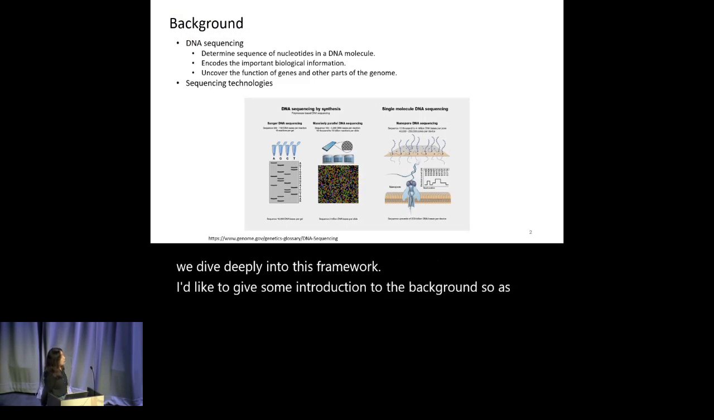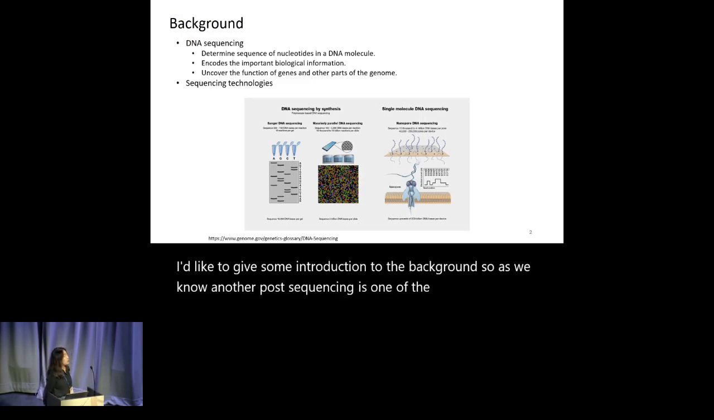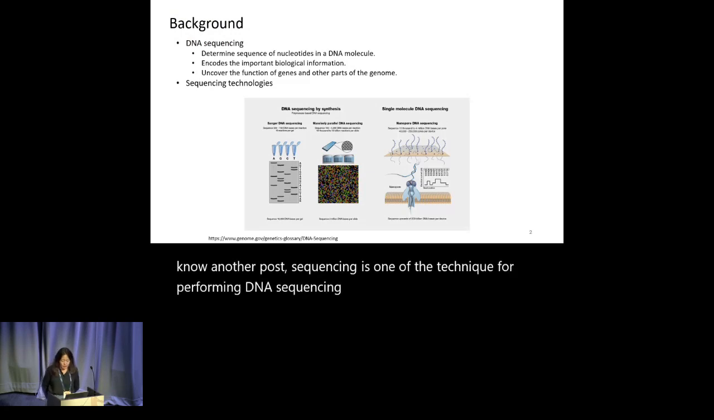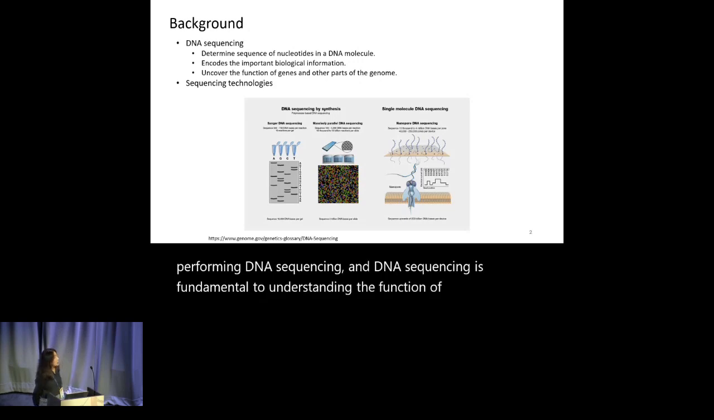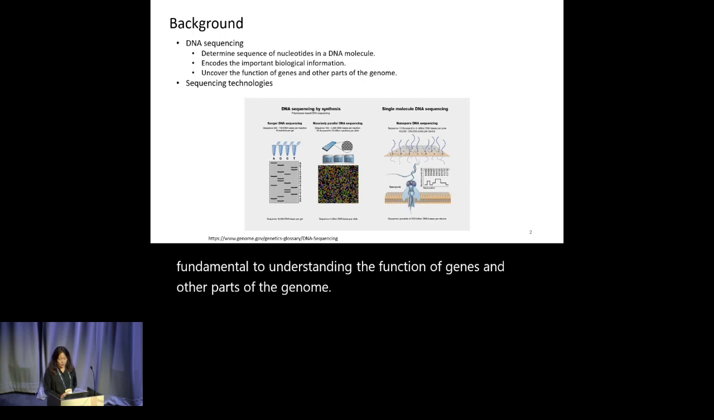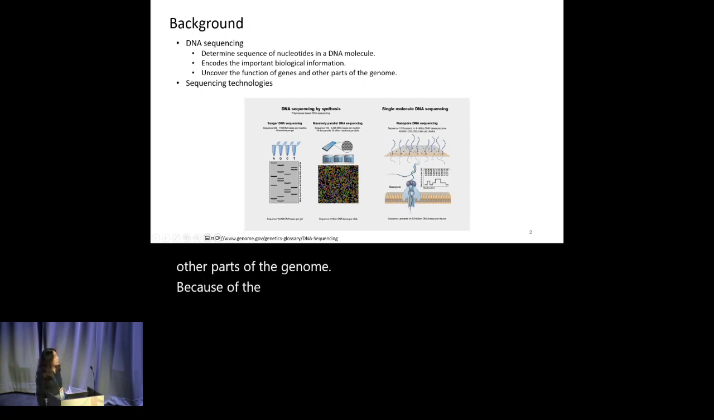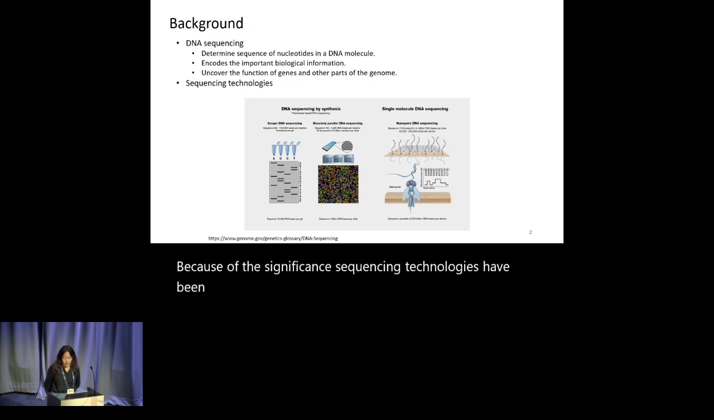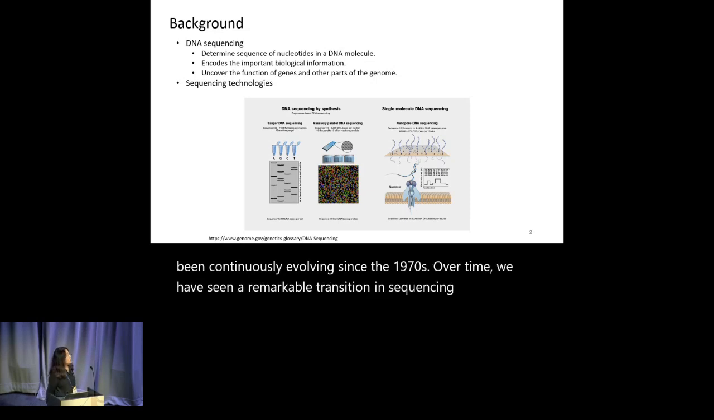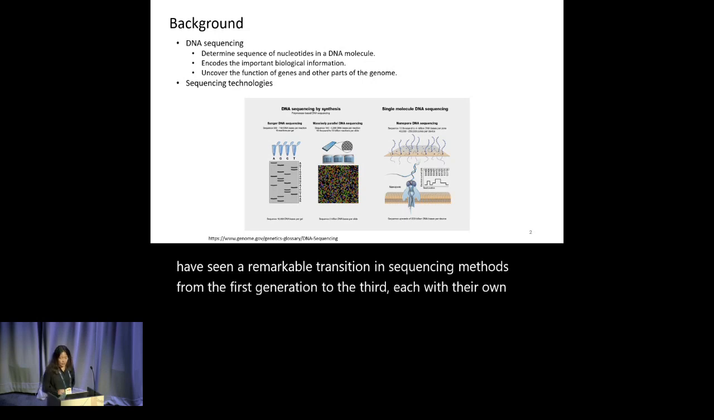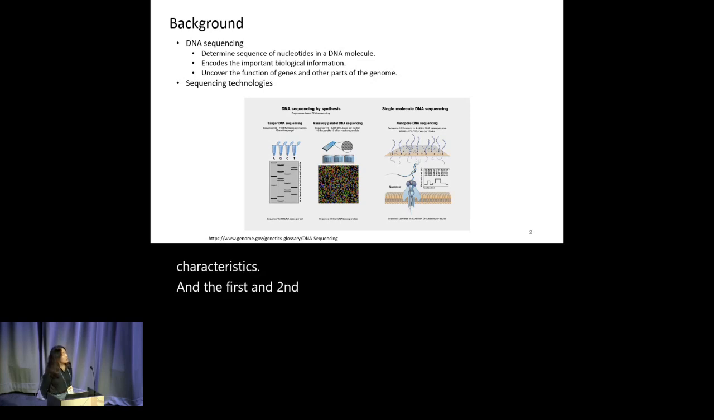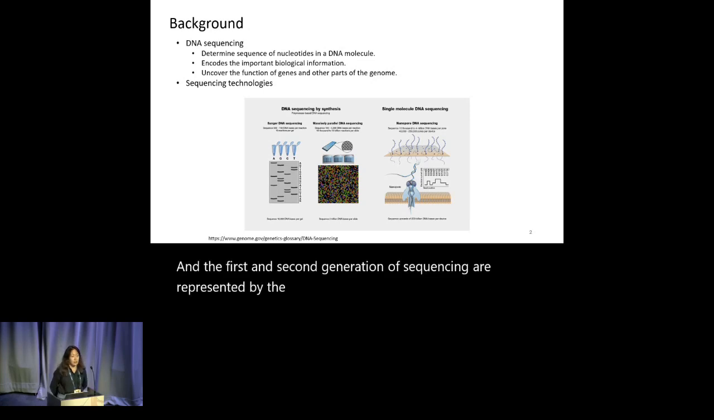As we know, nanopore sequencing is one of the techniques for performing DNA sequencing, and DNA sequencing is fundamental to understanding the function of genes and other parts of the genome. Because of the significance, sequencing technologies have been continuously evolving since the 1970s. Over time, we have seen a remarkable transition in sequencing methods from the first generation to the third, each with their own characteristics. The first and second generations of sequencing are represented by Sanger sequencing and Illumina technology.